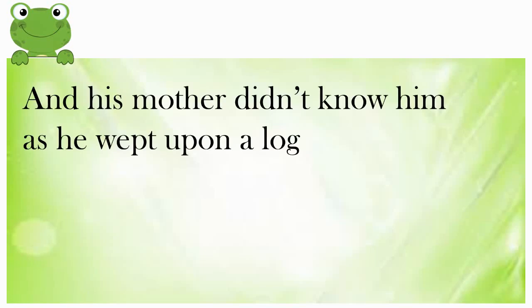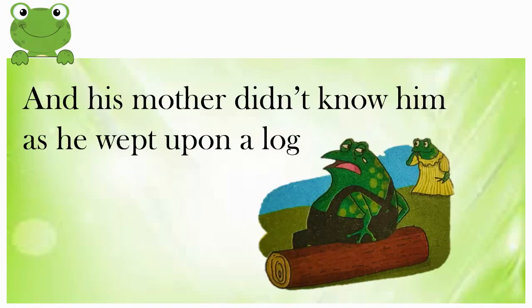And his mother didn't know him as he wept upon a log. His mother could not recognize him as he was sitting on a piece of wood and he was crying, but his mother did not recognize him, as you can make out from this line. And his mother didn't know him as he wept upon a log. Student, where he was sitting? He was sitting on a piece of wood. Log is a piece of wood. And he was sitting on the piece of wood and he was crying, for he had lost his little tail.